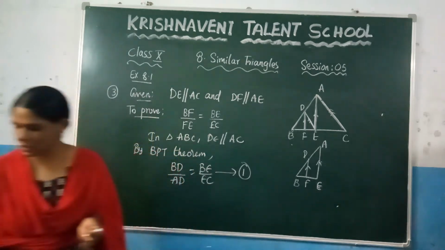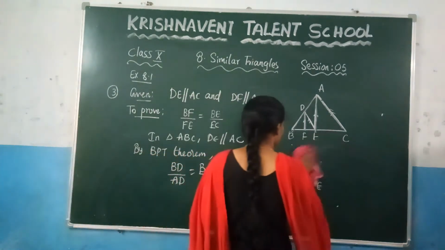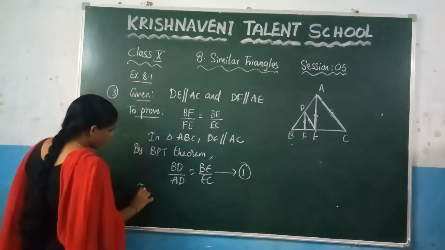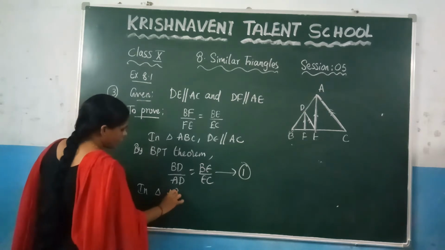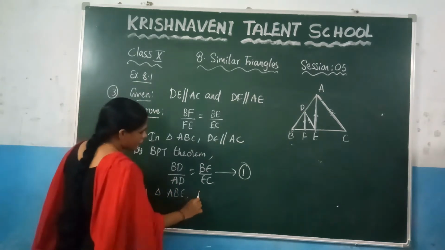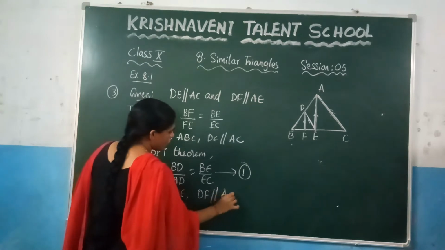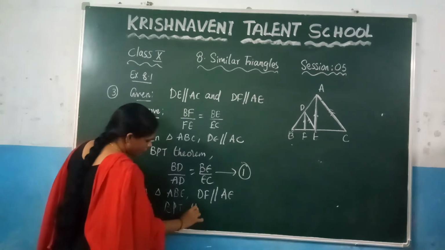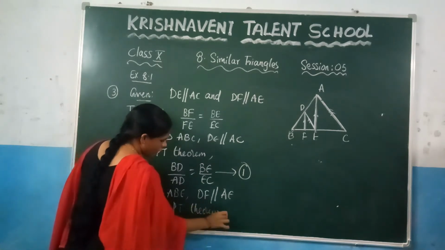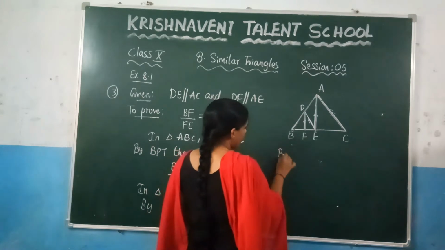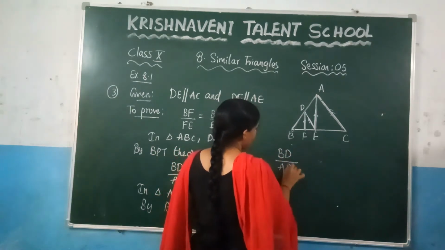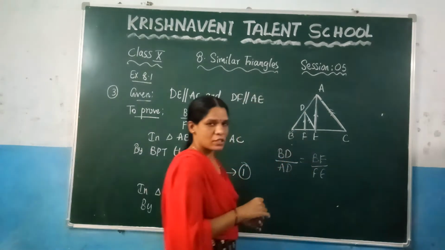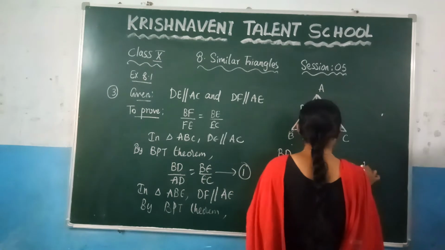So write the next condition here. Which triangle do we need to choose? In triangle ABE. If you choose the triangle ABE, what is the condition given here? DF is parallel to AE. So by the BPT, the basic proportionality theorem, you can write that BD by AD is equal to BF by FE. Just now we have discussed. So let us mark this equation as 2.